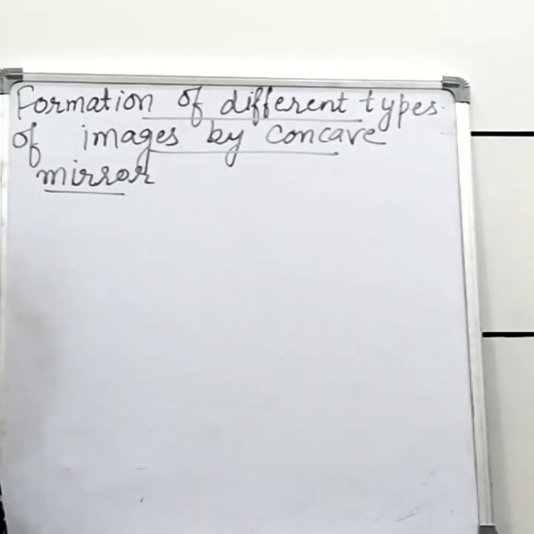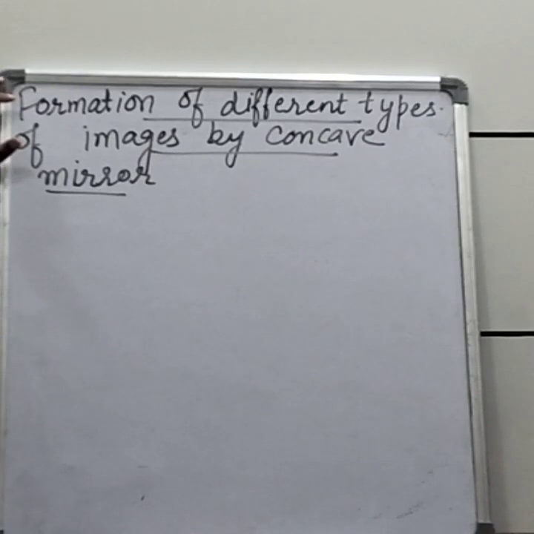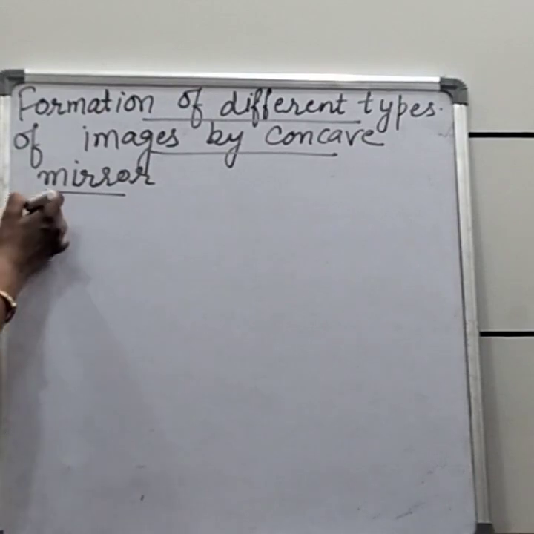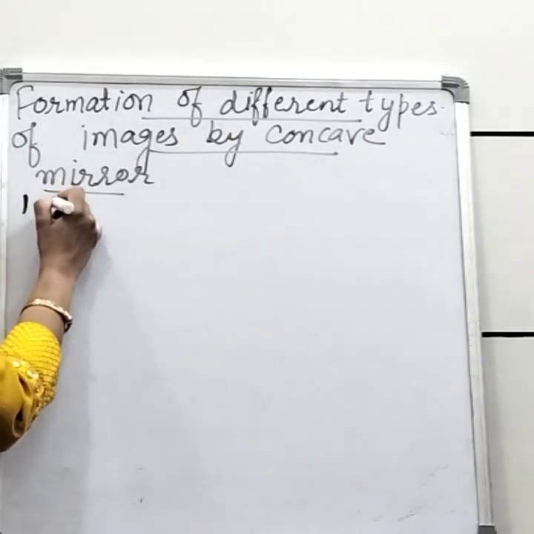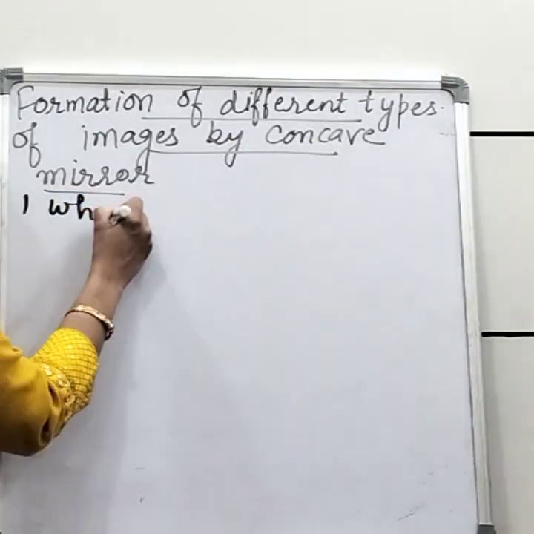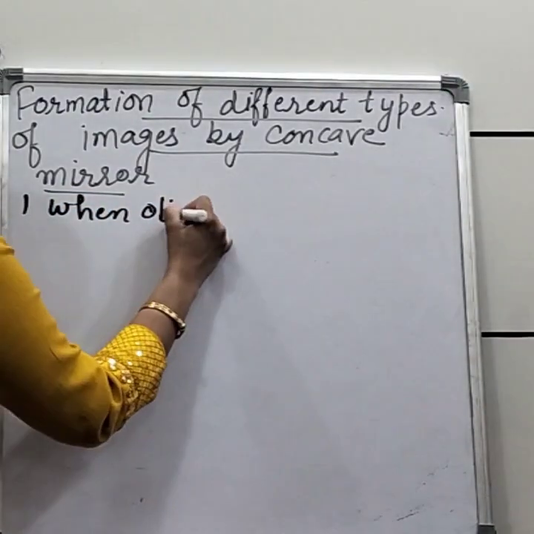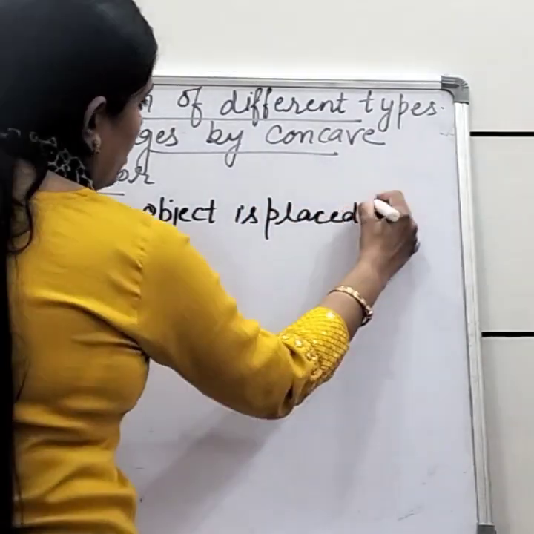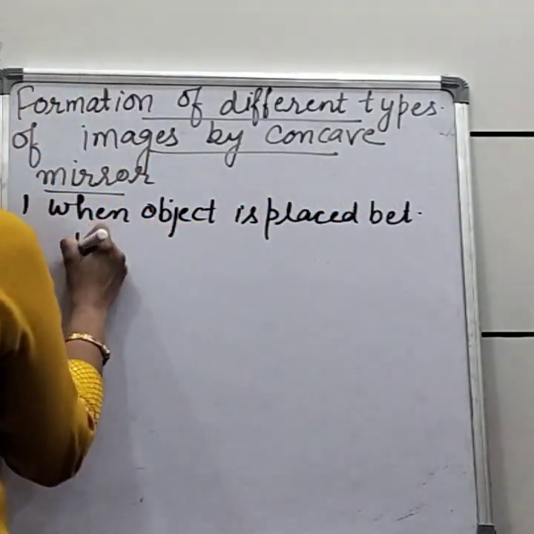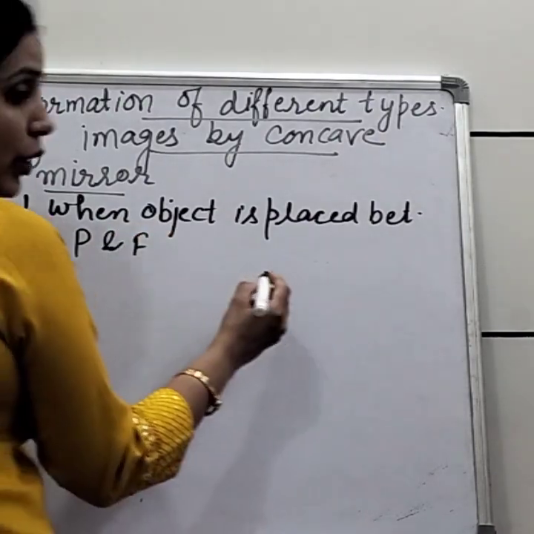Now the next topic is formation of the different types of images by the concave mirror. The formation of the different types of images by the concave mirror depends upon the position of the object. So there are 6 images formed according to the position of the object. First is when the object is placed between pole and focus point.